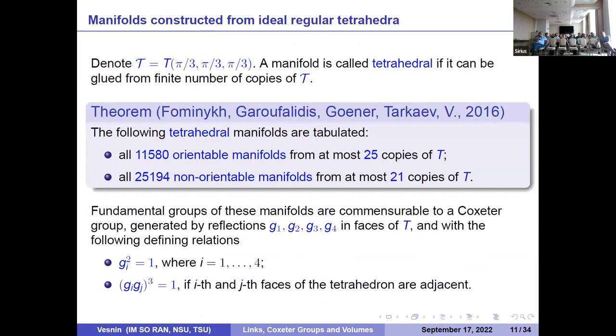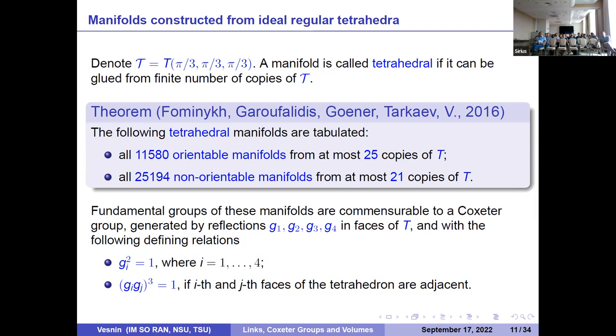And with Evgeny Fominykh, who is in this room, and some other coauthors, we extended this idea. We considered this ideal regular tetrahedron with all dihedral angles pi over 3. And we constructed all possible manifolds that can be obtained from a finite number of copies of this tetrahedron. The result is up to 25 copies in the orientable case and up to 21 copies in the non-orientable case. We got some tricks for how to generate them, but it's not the subject for discussion today.